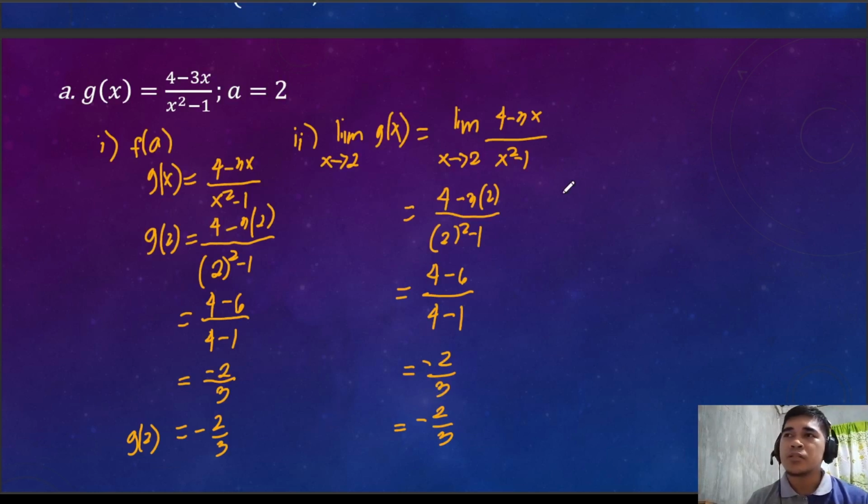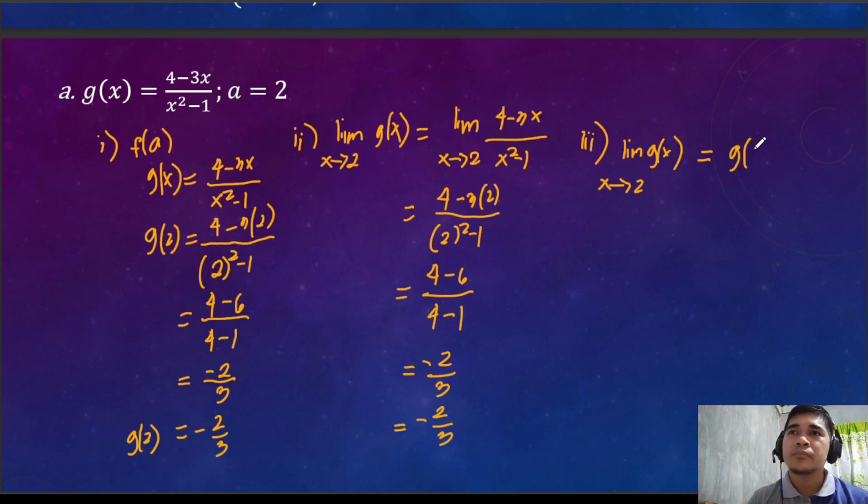Okay. So the third condition is, ano yun? The limit of g of x must equal to its g of a. So we get the limit of g of x as x approaches to 2 is equal to our g of a. Right?